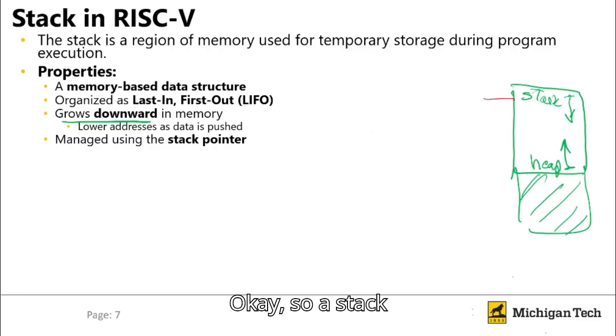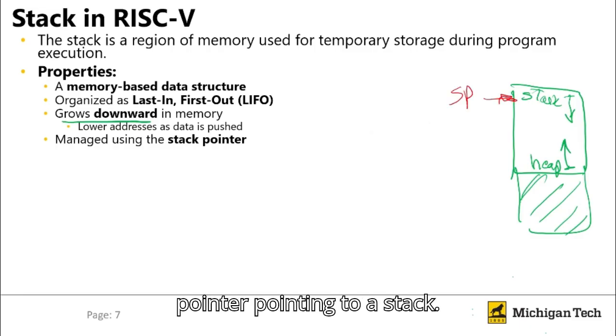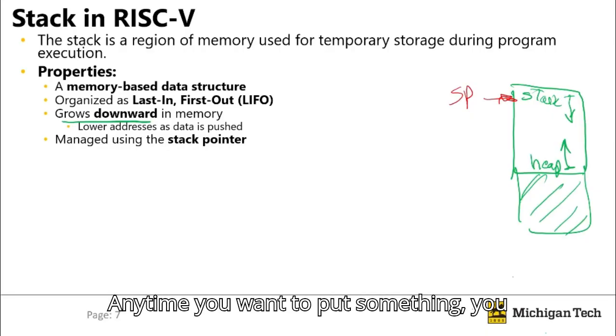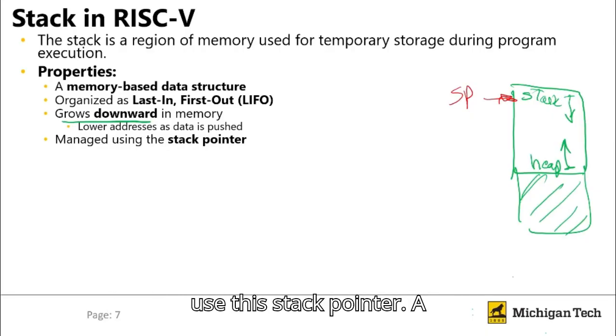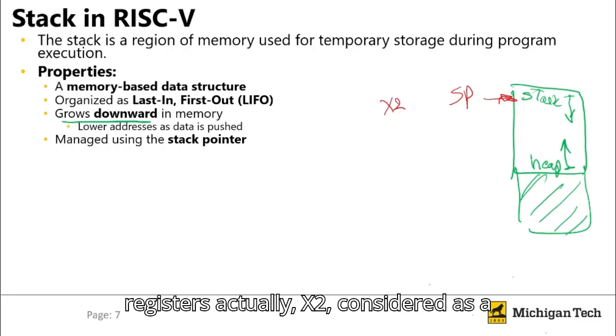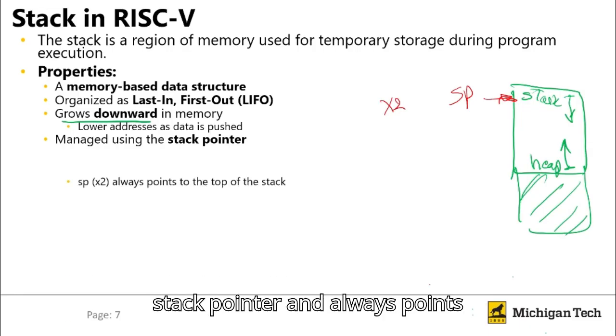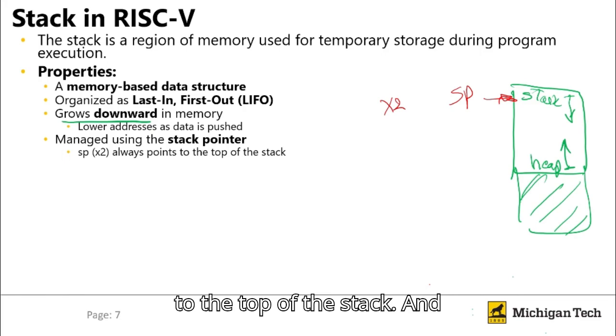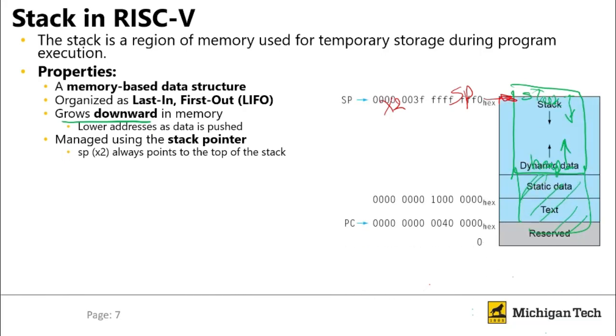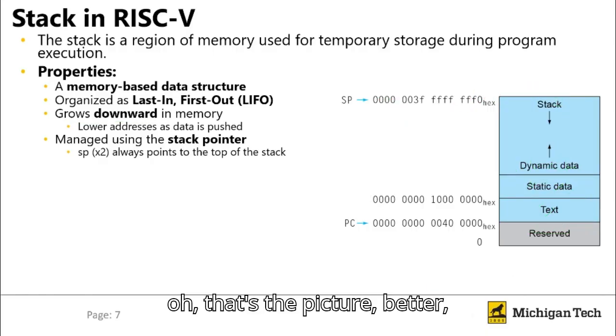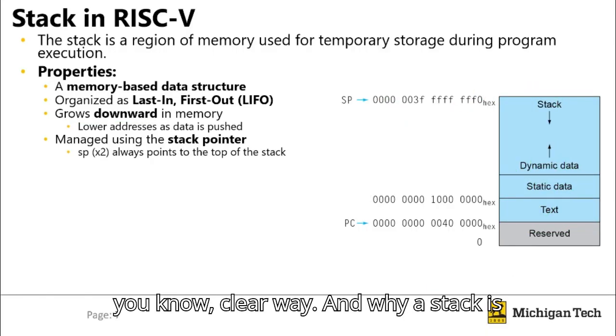Okay. So a stack pointer pointing to a stack. Anytime you want to put something, you use this stack pointer. A stack pointer is one of the registers, actually x2, considered as a stack pointer, and it always points to the top of the stack. And that's a picture, a clearer way. And why a stack is needed.